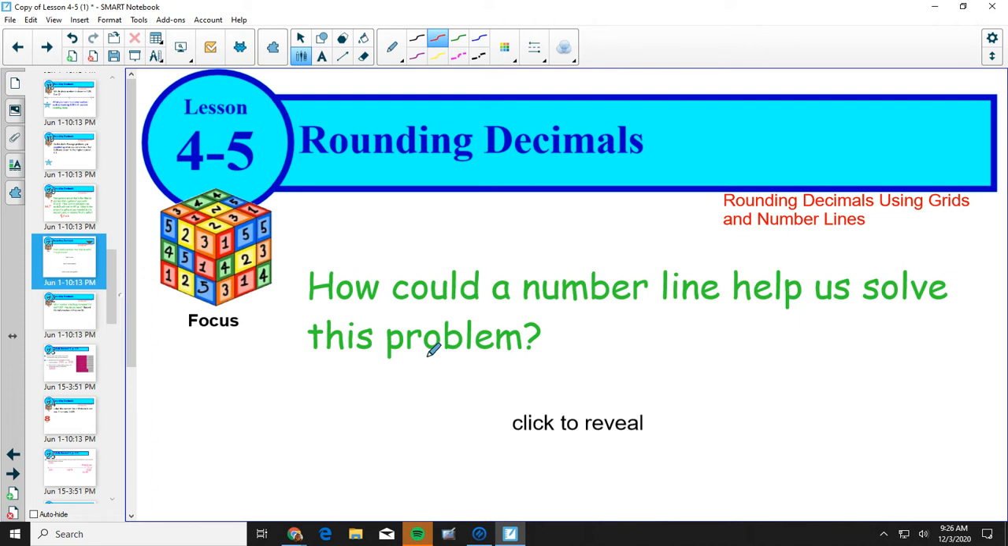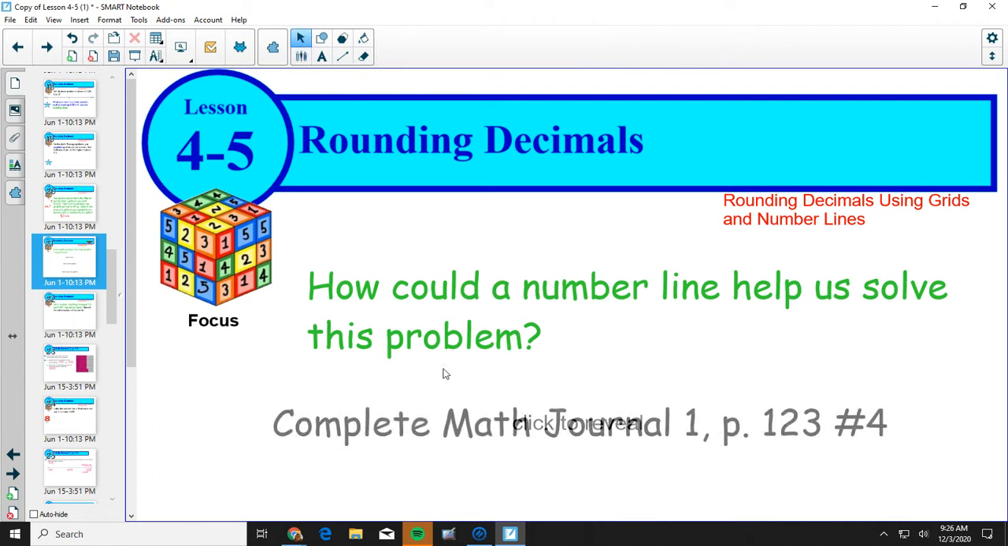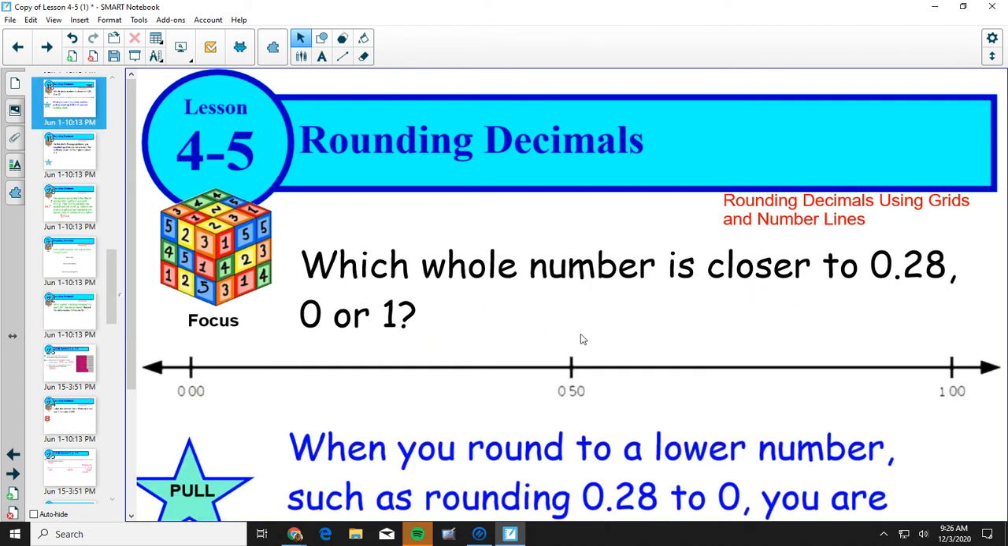So again, how can a number line help us solve this problem? It helps us give a visual, right? It lets us take a look at it and see, all right, what is it closer to?